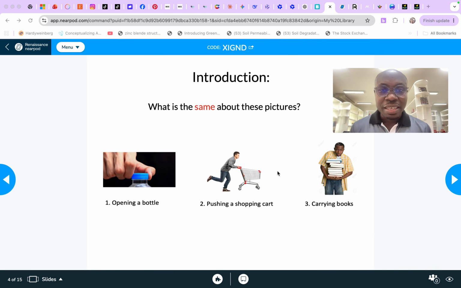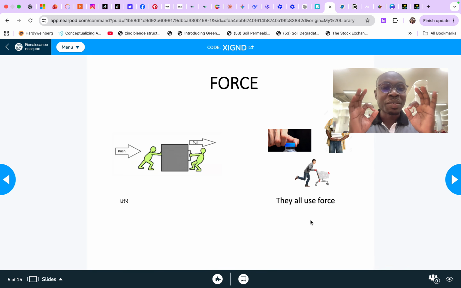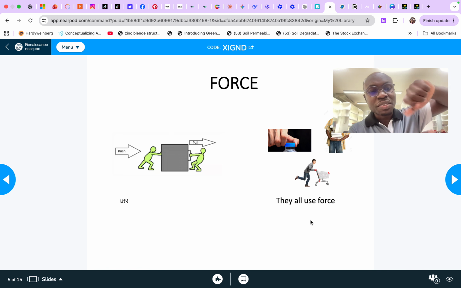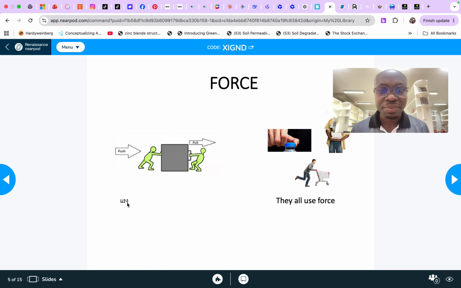First question, let's start now, okay? So we're going to talk about something. If you look at these 3 pictures, what is the same about them? Opening a bottle, pushing a cart, and carrying books. What is the same about these pictures? If you said force, you are correct. They all use force. You have to use force to open your bottle, to carry your books. And this is force in action. Now, what do you know already about force?